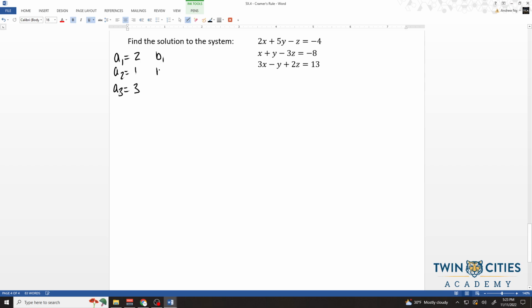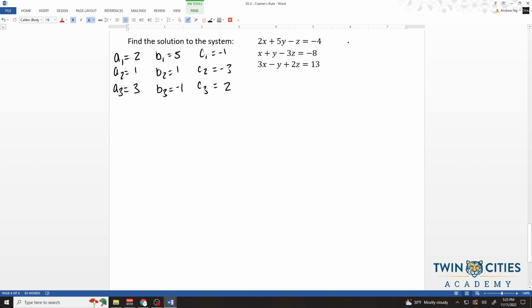Next, B1, B2, B3. These are my coefficients on my y's. So 5, 1, and negative 1. C1, C2, C3. These are coefficients on z's. So negative 1, negative 3, and 2.